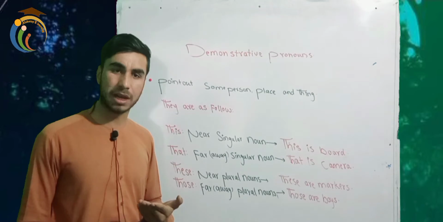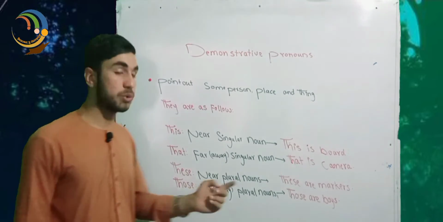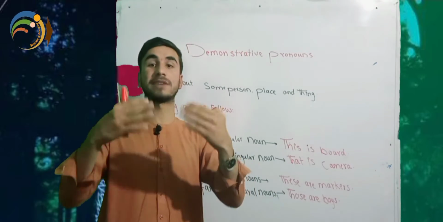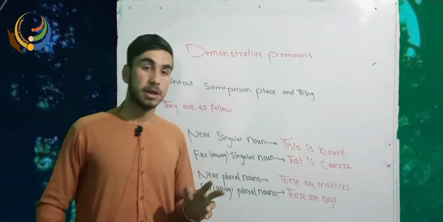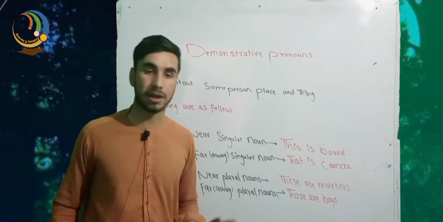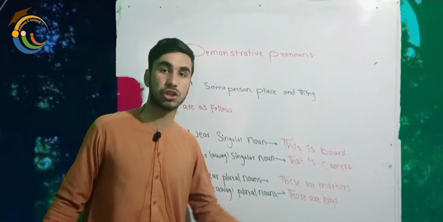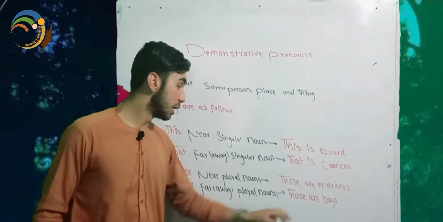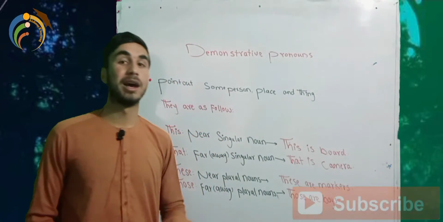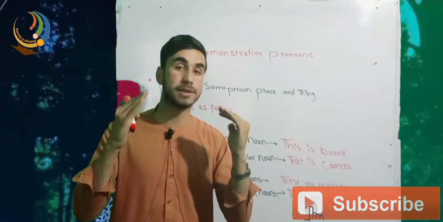Those is used for far away plural nouns. For example, those are boys. You see, I have two boys in front of me. You cannot see them but I can see they are far from me. I point to them and say those are boys. Hope you understood.